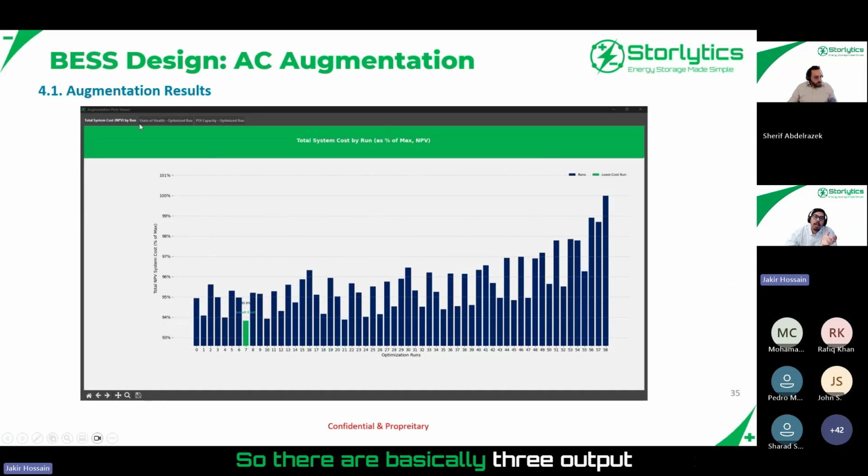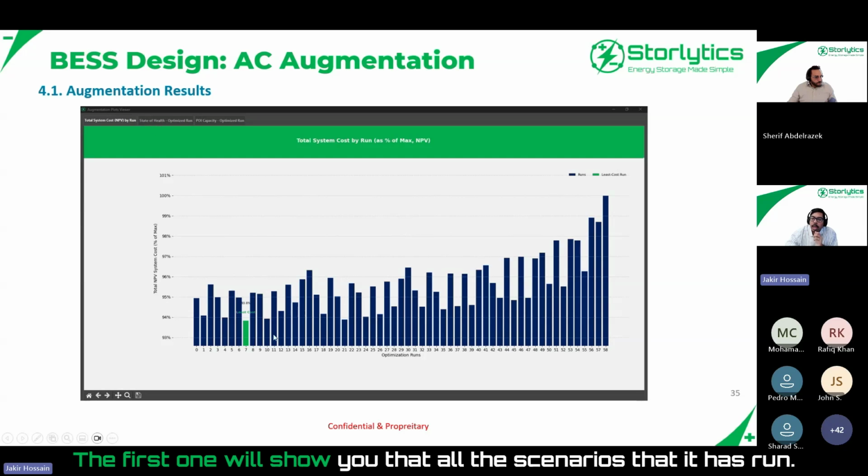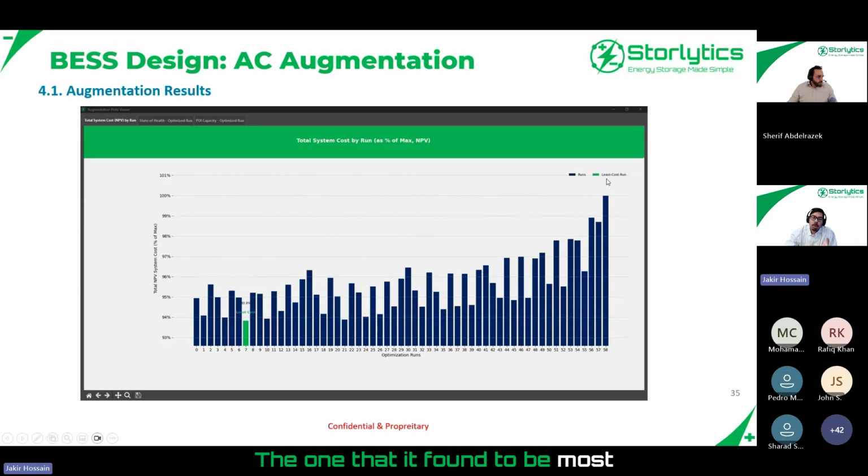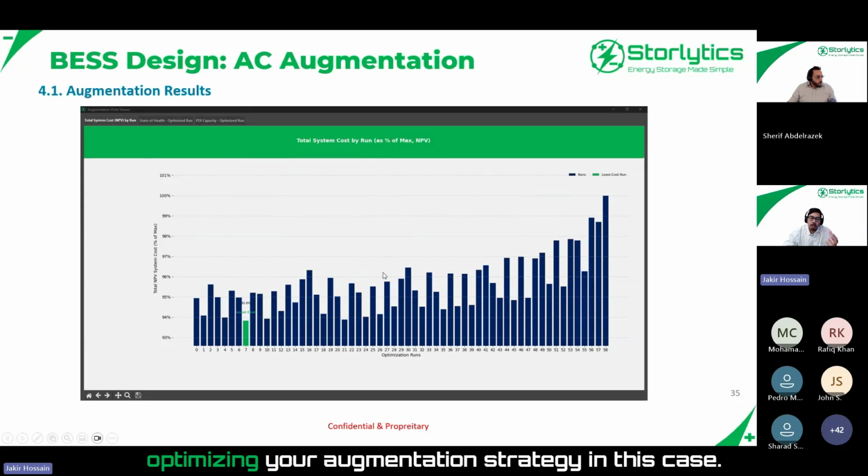There are basically 3 output images from the augmentation optimizer. The first one shows all the scenarios that it has run. In this particular case, it ran 59 different scenarios, and the one that it found to be most cost effective was the 7th one. That is about 7% less expensive than the most expensive option that it evaluated. So you are actually getting 7% in savings by optimizing your augmentation strategy in this case.